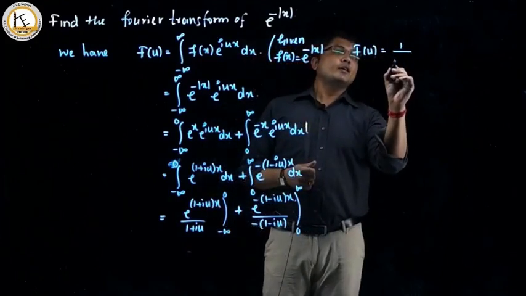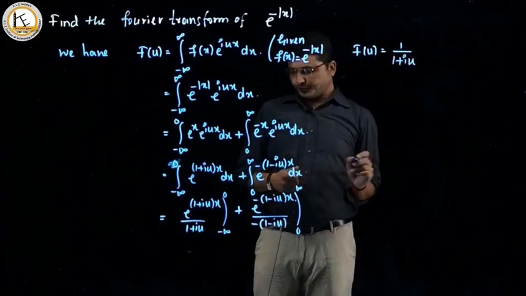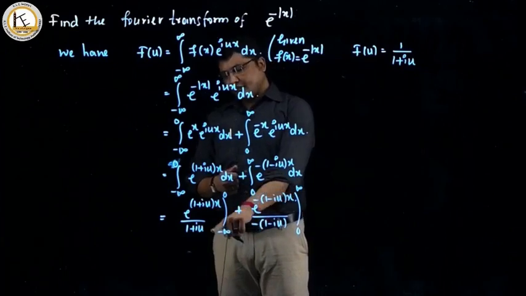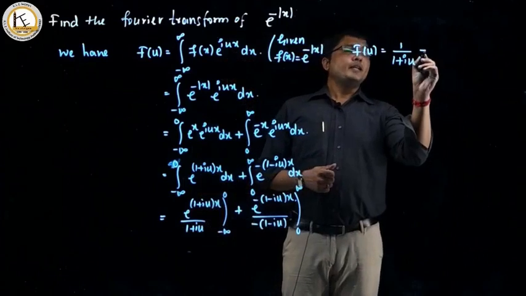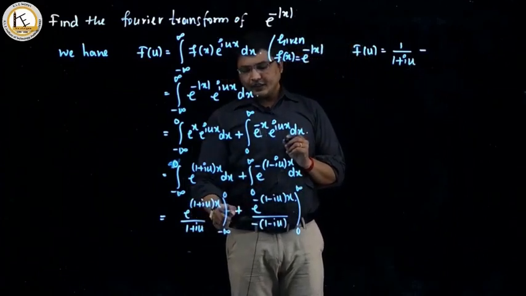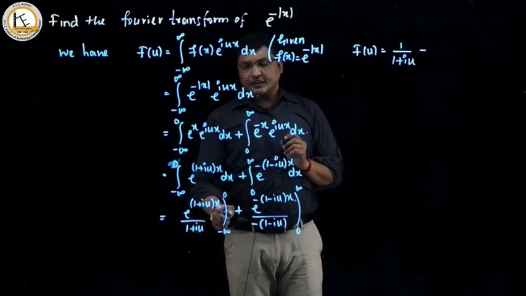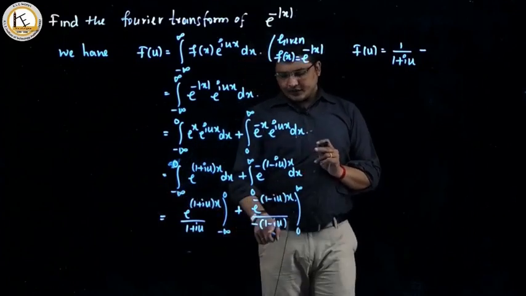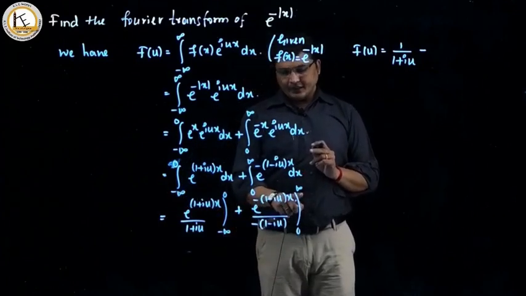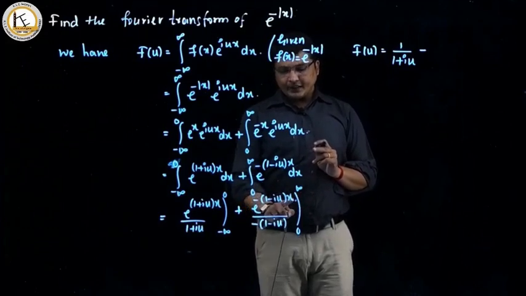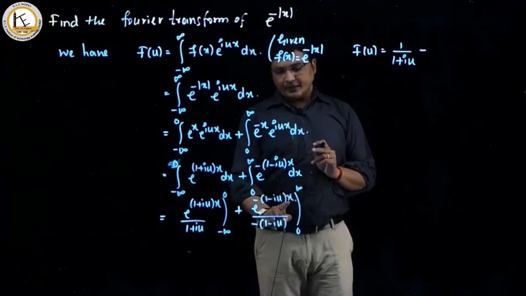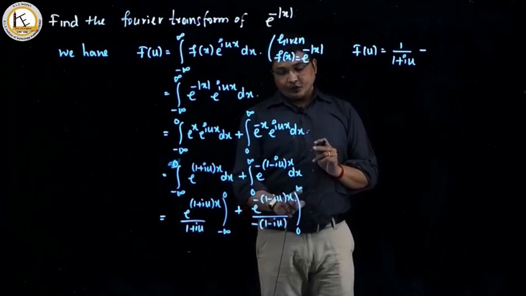So now applying upper and lower limits, obviously we know that upper limit is 0 and e raised to 0 will be 1. For this first term, applying the upper limit, e raised to 0 will be 1. So we have f of u is equal to 1 divided by 1 plus iu. And coming to the lower limit, since we know that while taking the lower limit we need to take a minus sign, minus of e raised to minus infinity, and e raised to minus infinity will always be 0, so the second term vanishes here.